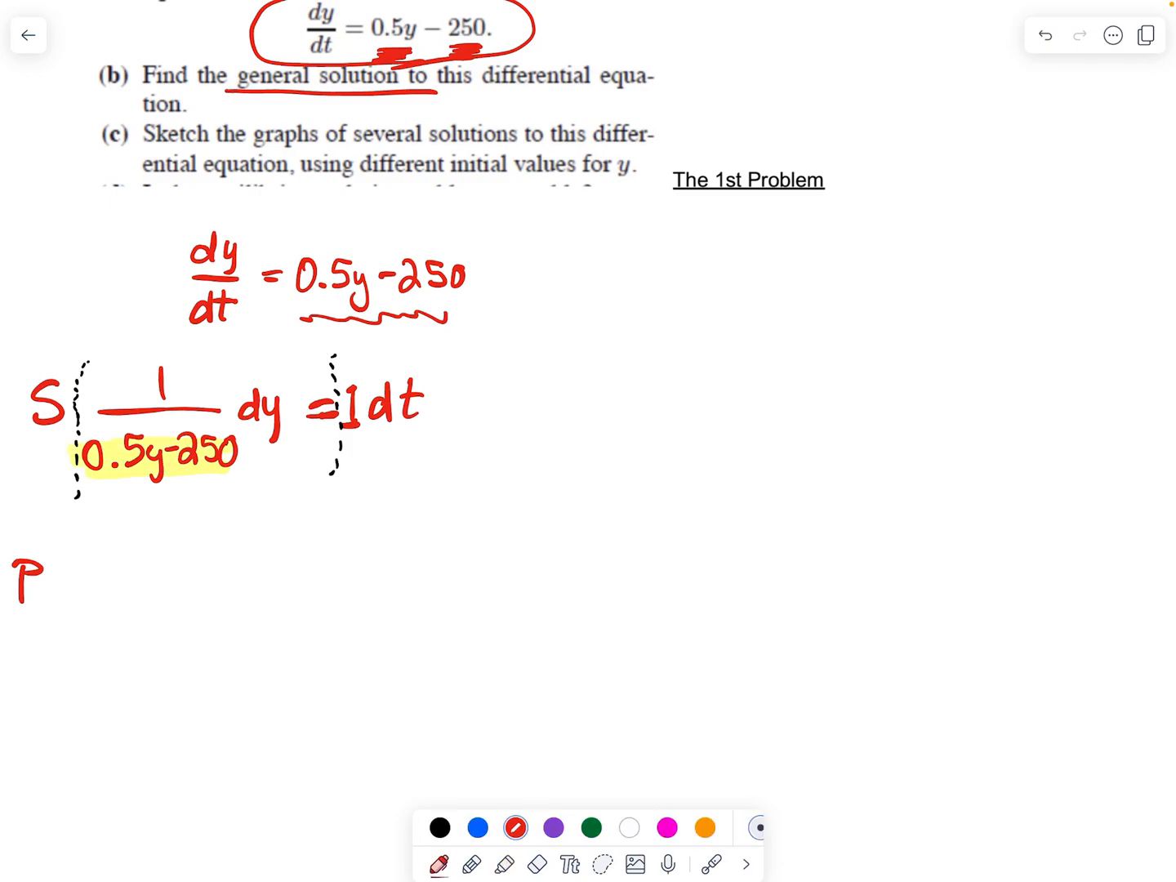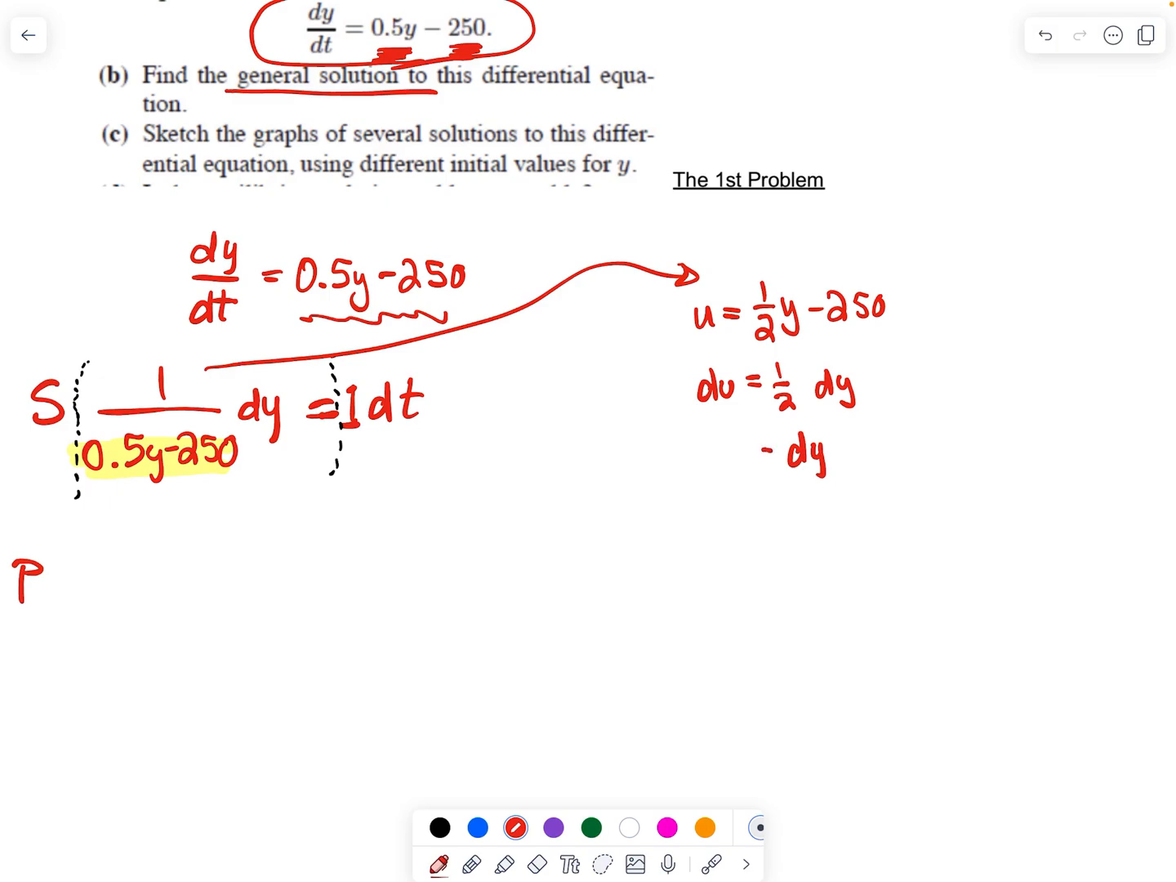That means that's a function inside a function. So we're going to have to do a little mini u sub. And if you can get to this before, without doing all the steps, I totally get it, but I'm going to, for the first time, pretend like we don't know what's happening. U is 1/2 y minus 250. We do the inside piece. Du is 1/2 dy. So dy is 2 du.